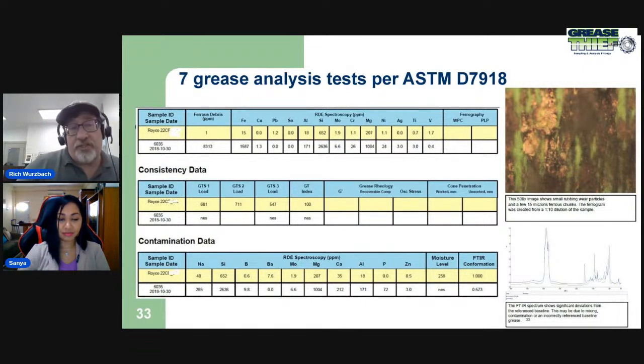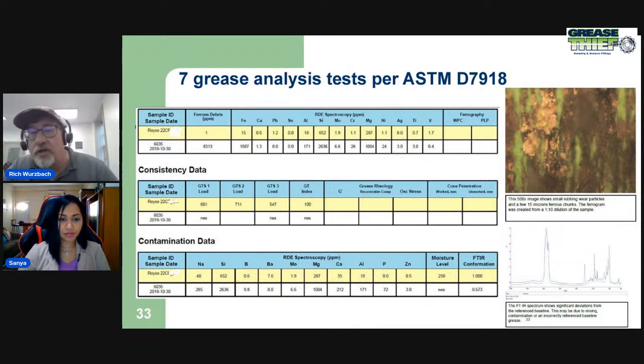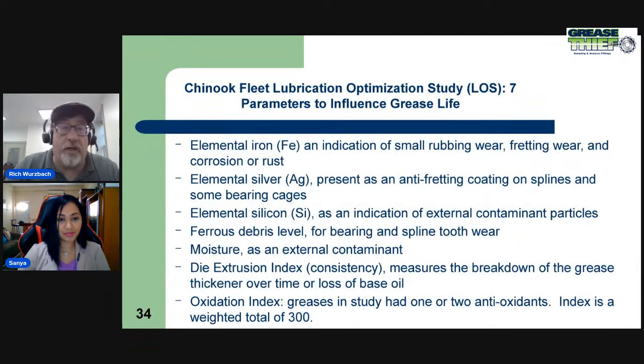We focused on 7 tests that were part of ASTM D7918. And you can see some of them here, the different metals tests, ferrous debris, the consistency data from the die extrusion. We looked also at some of the contaminants that were there, moisture, looked at the FTIR. You saw things like large chunks showing up in some applications. You're able to compare the FTIR fingerprint to the baseline, and we saw some grease mixing showing up as well.